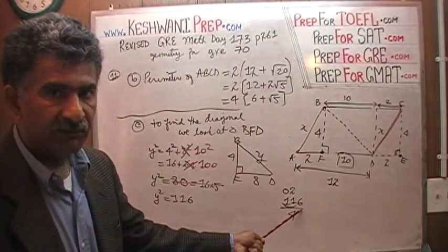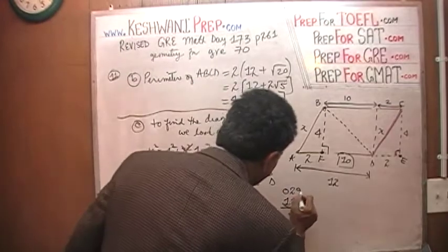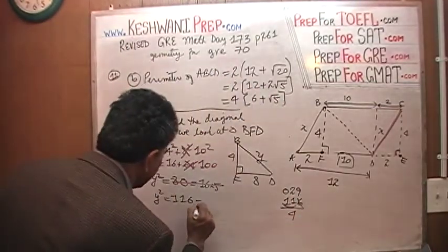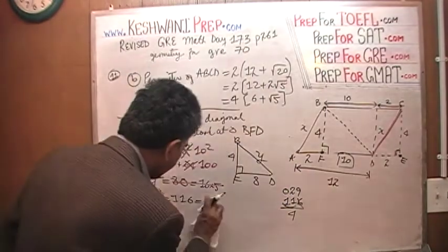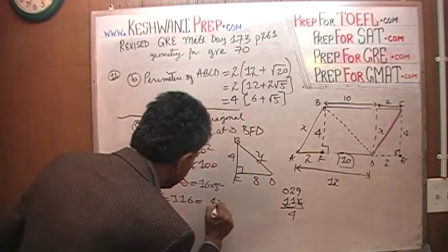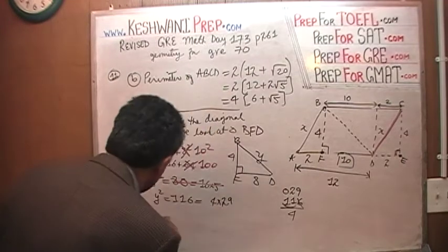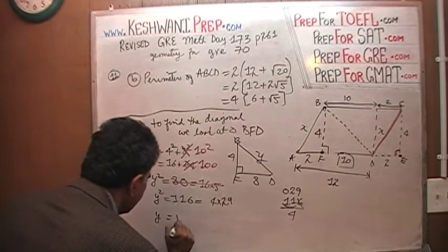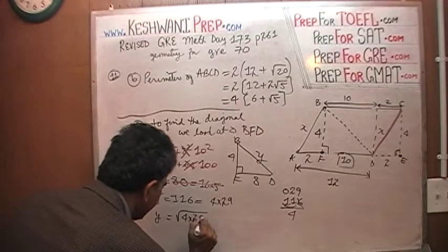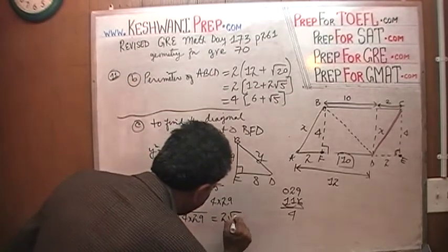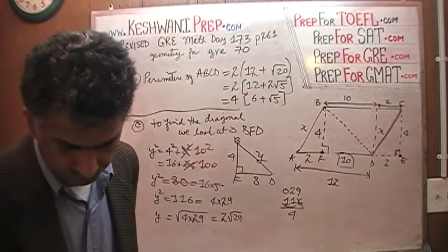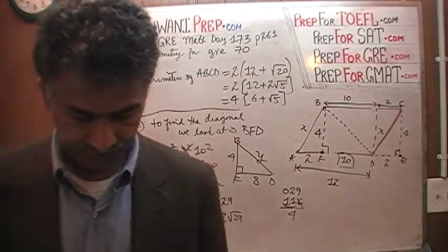How many 4s in a 36? 36 has 9 4s. So this becomes 4 times 29. And therefore y equals the square root of 4 times 29. And of course square root of 4 is 2. So this finally becomes 2 times the square root of 29. Well, that's much better. That's what I have.